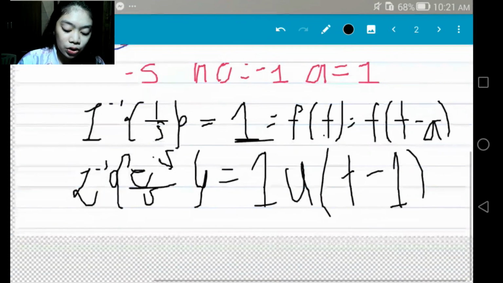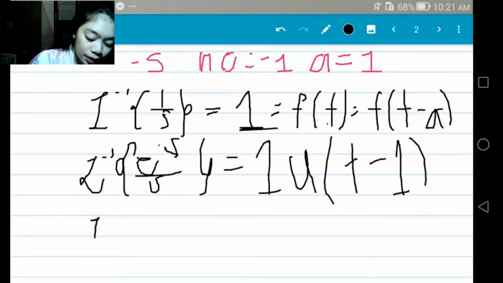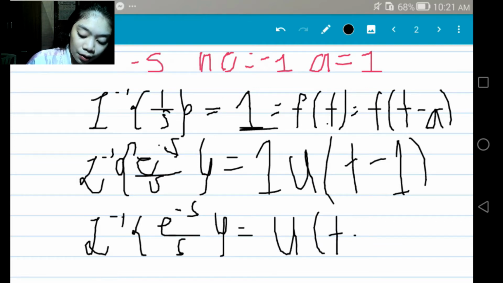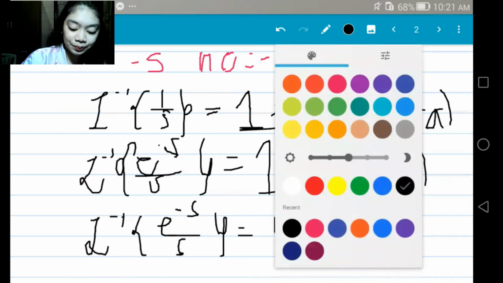Now, simplifying, we can just remove the 1 beside the u. We will have Laplace inverse of e raised to negative s over s will now be equal to simply u of t minus 1. That's it. That's our final answer.